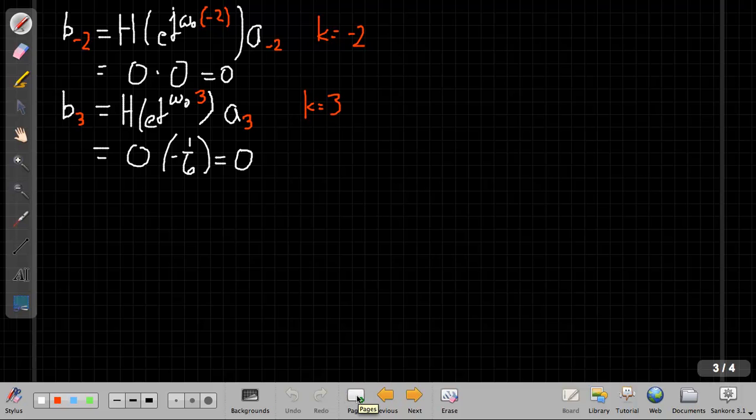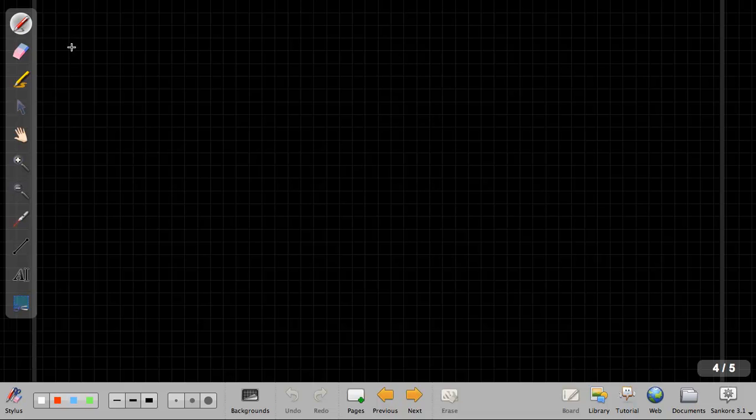I'm going to start on a new page. I've got all the pieces I need, so I can go ahead and do a new page. And to find y of n, I use my discrete Fourier series equation. So I know that's the sum over k, and again, the way I chose the k's, they go from -2 up to 3, of b sub k e to the j k times omega naught times n.